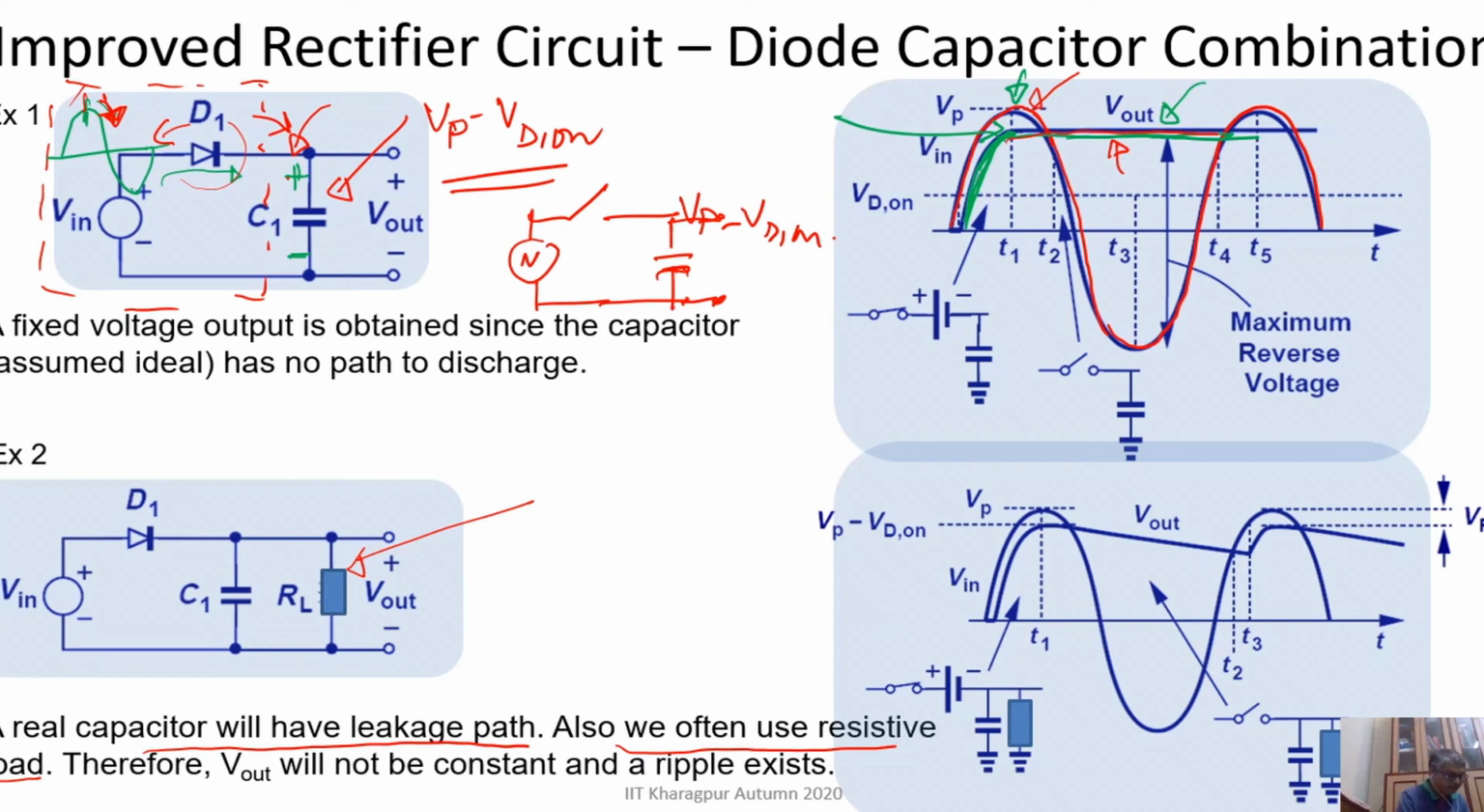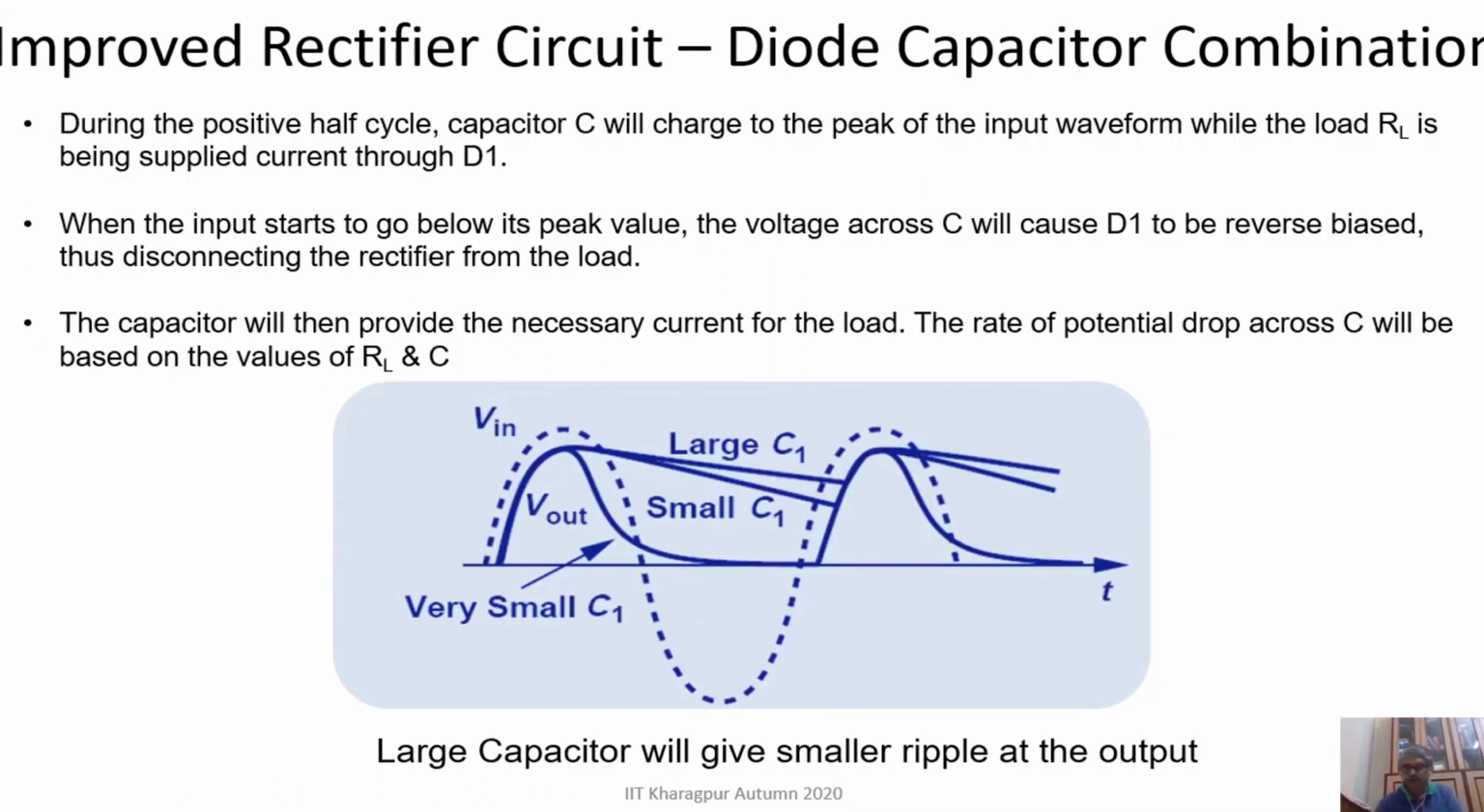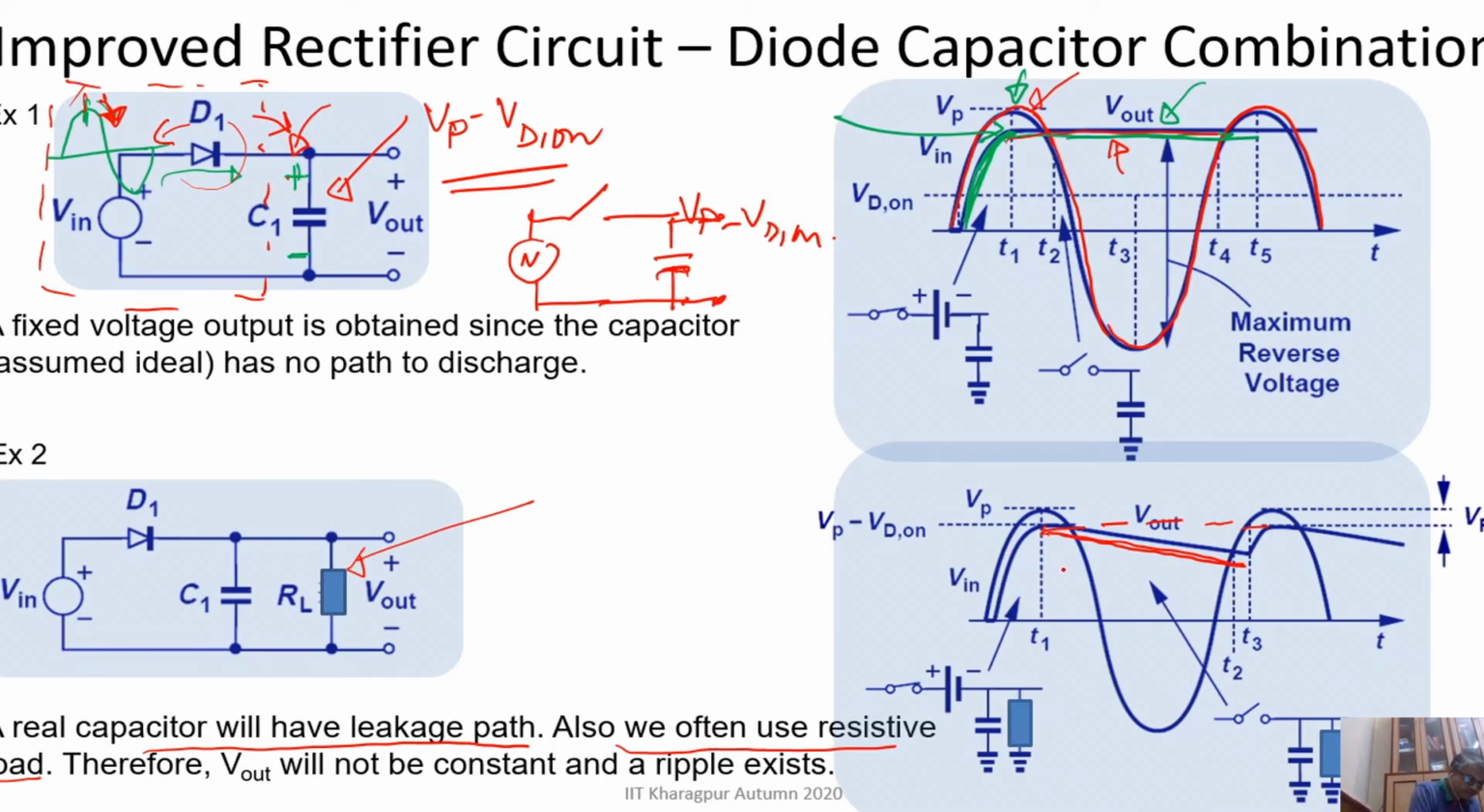Now if you add a resistive load, you see the voltage at the output is not flat. Instead, as I have shown in the top plot, the output voltage decreases like this. Why is it so? Because in the positive half, up to this Vp, the capacitor is charged. So the capacitor will reach up to the voltage Vp minus Vd on.